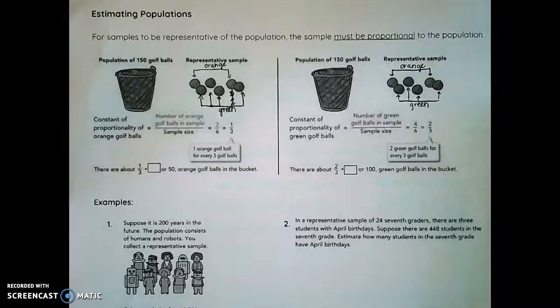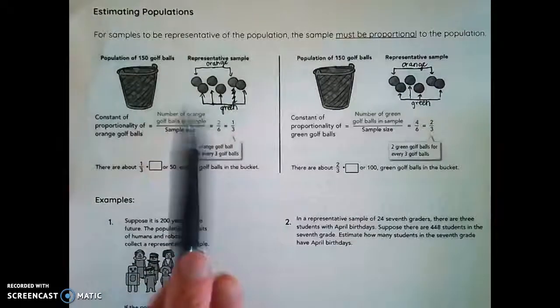So sometimes we're going to be looking at ratios of how many items are in the sample versus the total sample, and we're going to use that to predict how many of those items would be in the population as a whole. So we see two examples here. We have a population of 150 golf balls, and we can see that we have a representative sample here.